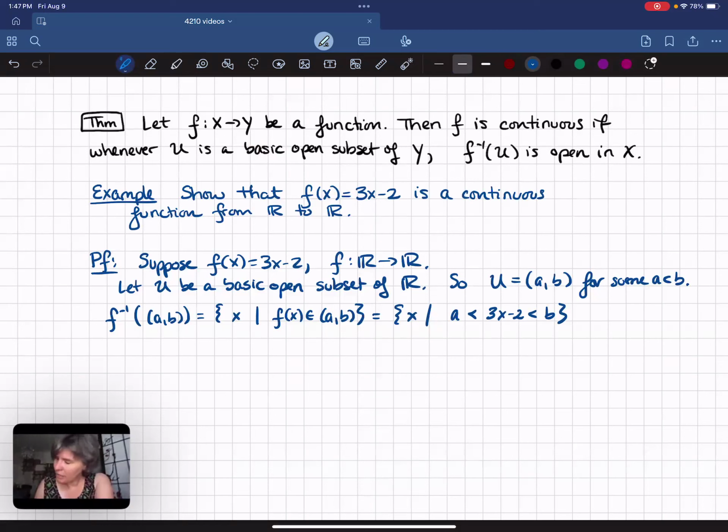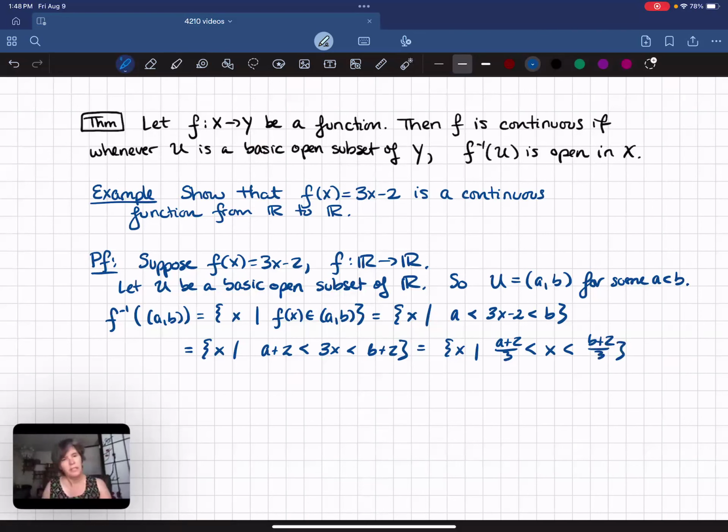And now I can just keep rewriting this set using basic algebra. It's the set of all x such that a plus 2 is less than 3x, which is less than b plus 2. And that is the same as the set of all x such that (a plus 2) divided by 3 is less than x, which is less than (b plus 2) divided by 3. So that's the set of all x between those two values. That's the same thing as the open interval ((a plus 2)/3, (b plus 2)/3). And that's an open set.